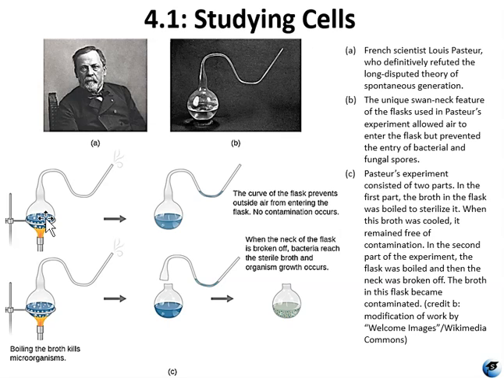In the first part, the broth in the flask was boiled, and the flask was allowed to cool intact, right? So with this still attached. In the second part, the broth was boiled, and then the neck was broken off, like so. And once both flasks were cooled to room temperature, the first flask remained sterile, but the second was contaminated, right? Because the spores could get in.